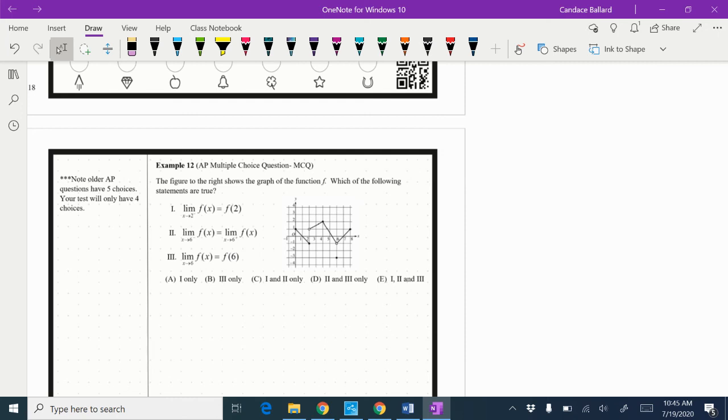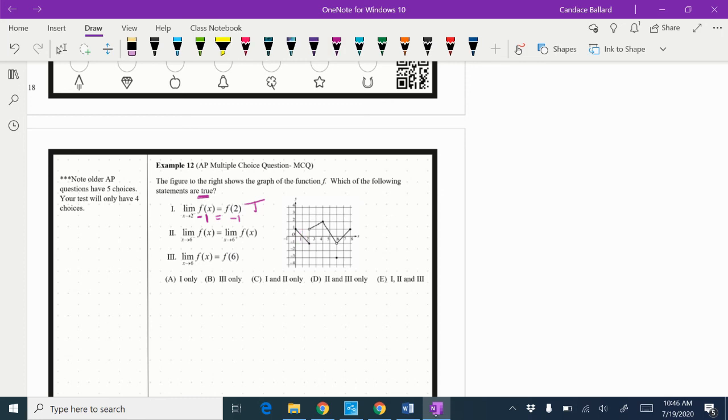When I ever see something like this, when it asks me which of the following statements are true, I just go through each statement individually and try to figure out true. I ignore these answers at the bottom until I've gone through and decided true and false on my own. So it says the limit as x is approaching 2 from the left. So 2 from the left, it looks like the y value is -1. So this is -1. And then it wants f of 2. So f of 2, if I look at the actual value at 2, it also happens to be -1. So I would say that that's true.